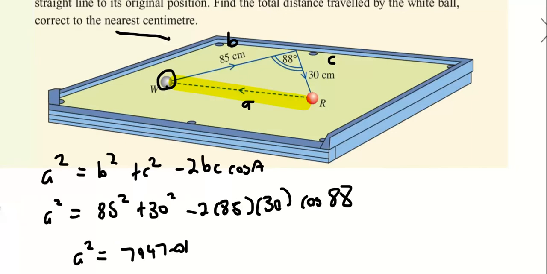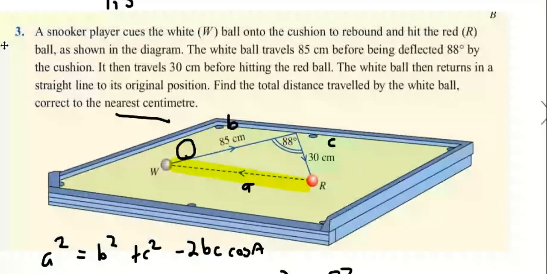Now the problem here is that 89 centimeters is actually not the answer. It's actually 85 plus 30 plus 89. So 85 plus 30 plus 89.